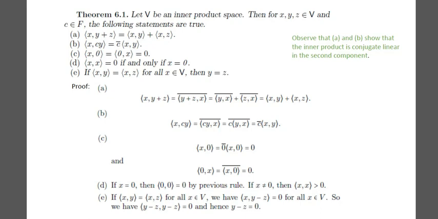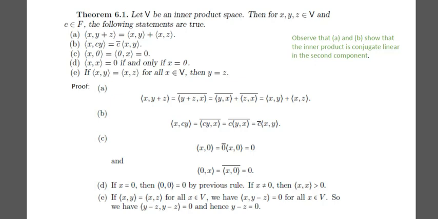Now the c is in the second position, so inner product of x comma cy is equal to c bar times inner product of x comma y. So inner product of x comma cy is the conjugate of inner product of cy comma x, which is equal to c bar into the conjugate of inner product of y comma x, which is equal to c bar into inner product of x comma y. The conjugate of inner product of y comma x is equal to inner product of x comma y.